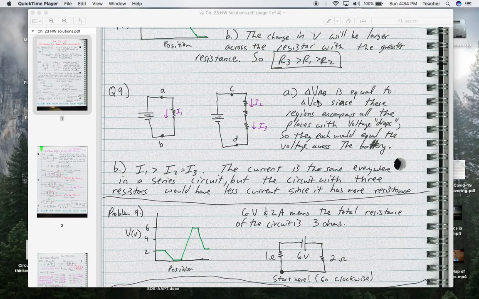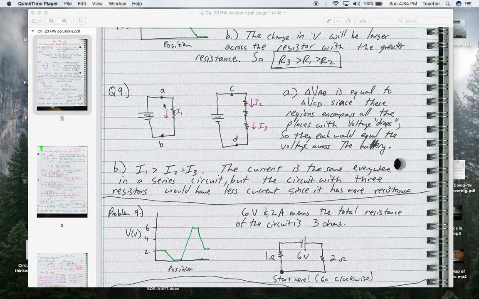So although all that voltage will be used across this one resistor, and that voltage will be lost across 3 of these resistors, the particulars of that are that all this voltage drop is between C and D, and all this is between A and B. And that would equal the potential difference across the battery.